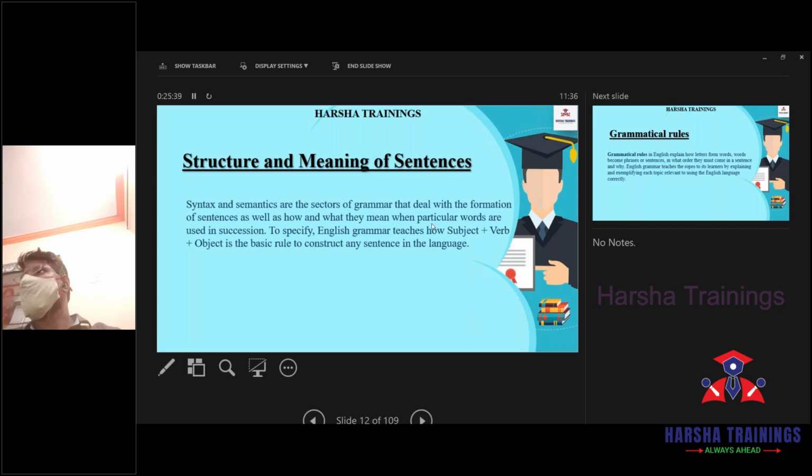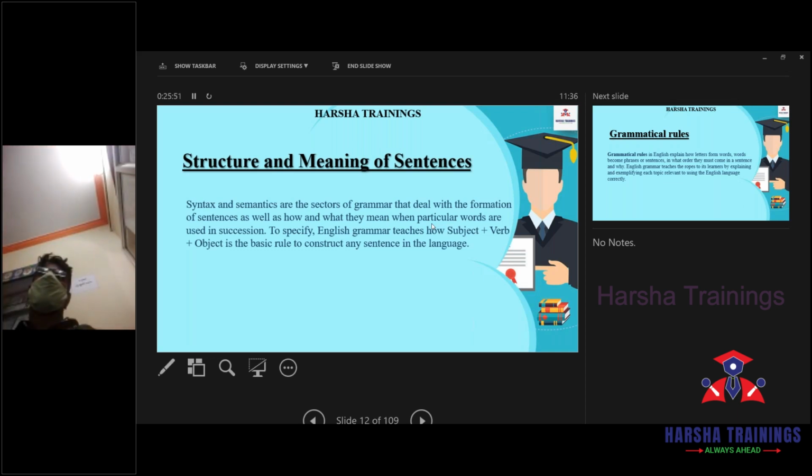To speak or to communicate, sentence formation is very important. Yes. So these deal with sentence formation and also what they mean when particular words are used in succession. What is succession? One after the other. When a group of words are used one after the other, it is important to know what they mean. We can't just use them in a haphazard way.